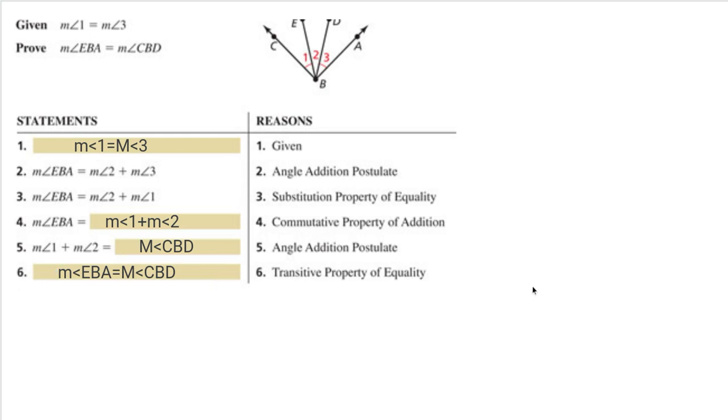So, to say that one more time, this is our given. This added together, I can flip 3 to 1 due to the substitution. I can rewrite the order of 1 and 2. 1 and 2 are the same as the angle CBD. And if 1 and 2 are equal to that, and 1 and 2 are equal to that, these are equal to each other due to the transitive property. So that's it. Just trying to work from our givens to our final proof.